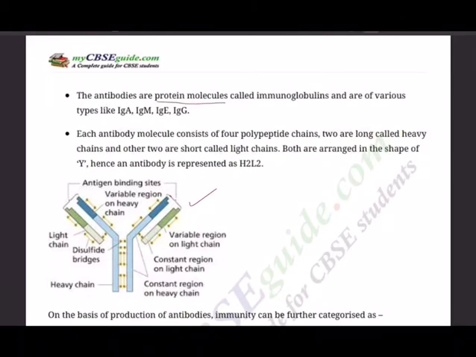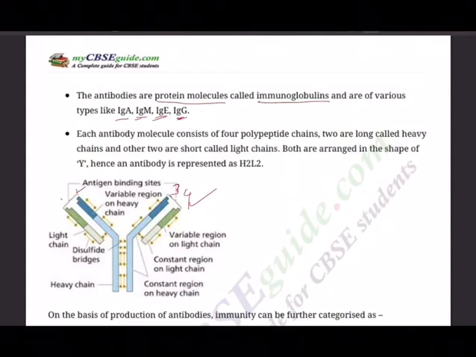Of course, we know they are protein bodies, and they are called immunoglobulins, and are of various types like IgA, immunoglobulin A, immunoglobulin M, IgE, IgG. Each antibody molecule consists of 4 polypeptide chains. So you can see 1, 2, 3, 4 polypeptide chains.